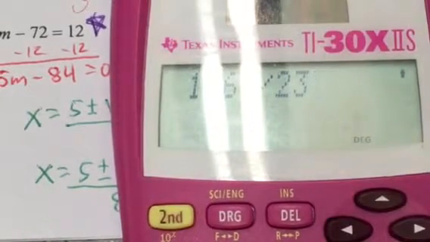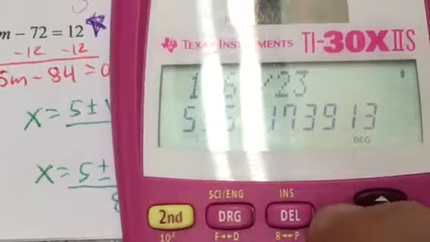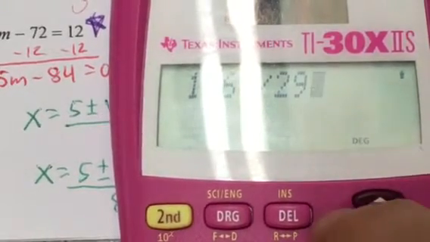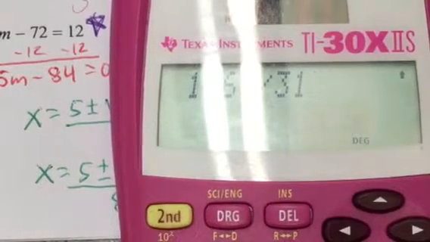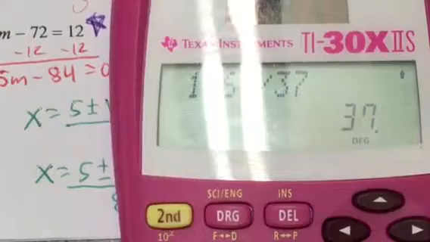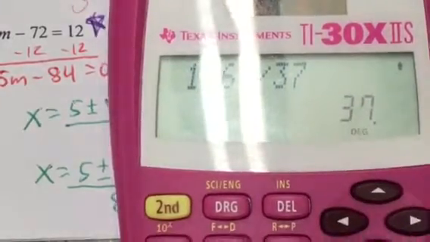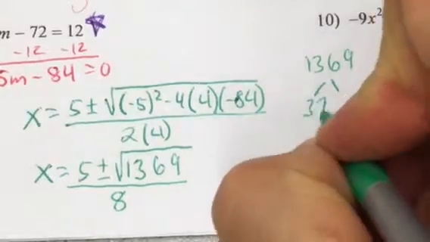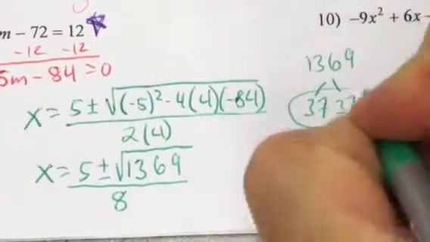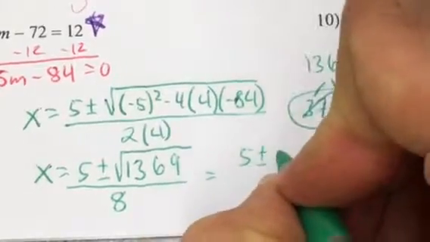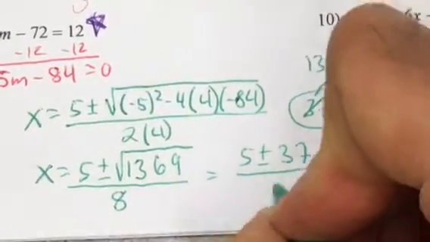23. I'm picking every prime number I can think of. No. 29. 31. 37. Okay, that was long. 37 and 37, circle the pair, one crosses out. So this equals 5 plus or minus 37 divided by 8.